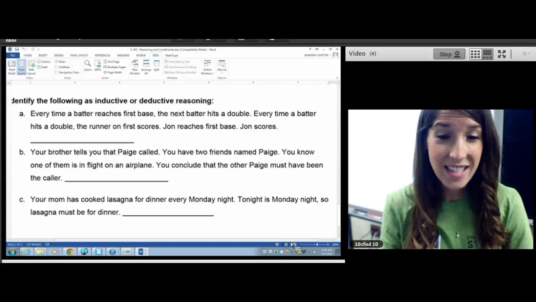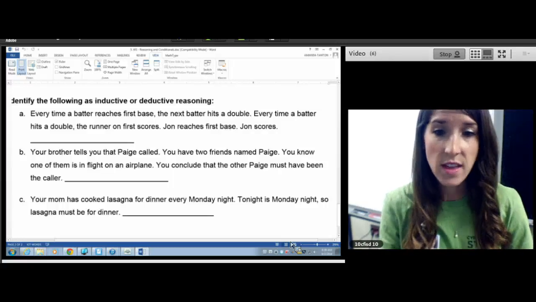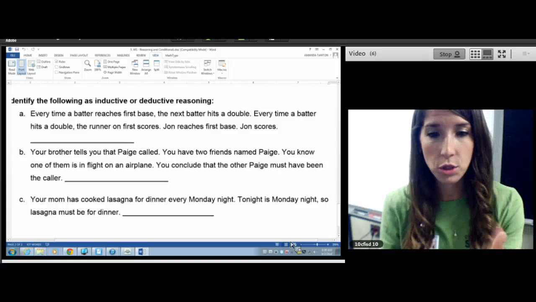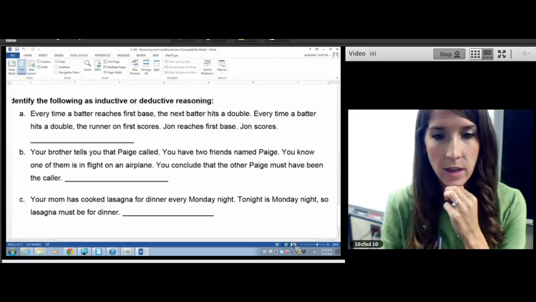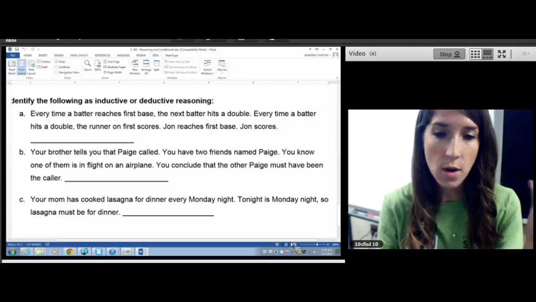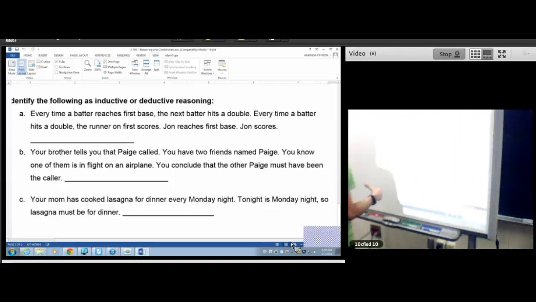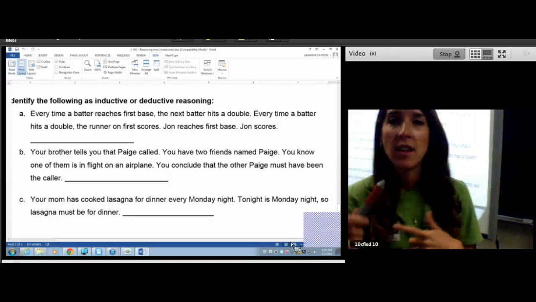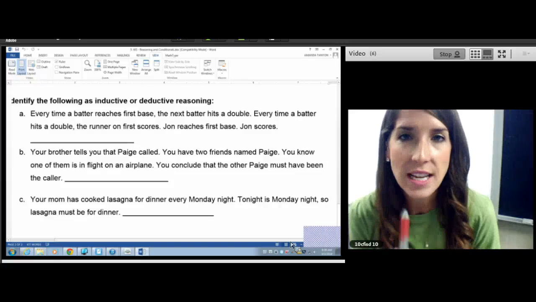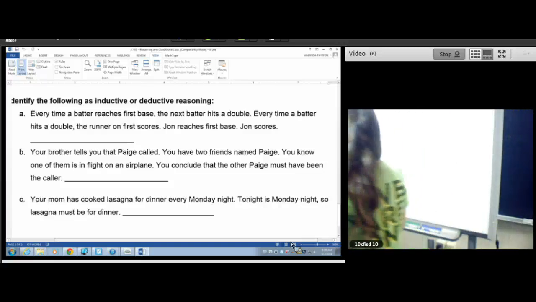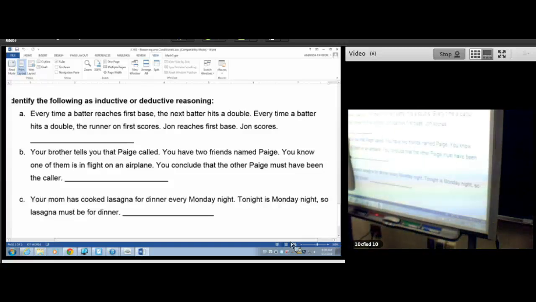If the beginning of that sentence is true, then John would have no choice but to score. We're not wondering if he scores. If those sentences are true, then he scores. So we are following facts, and we are reaching a conclusion. He scores. It's a conclusion based off of facts. So that's why this one would be deductive.